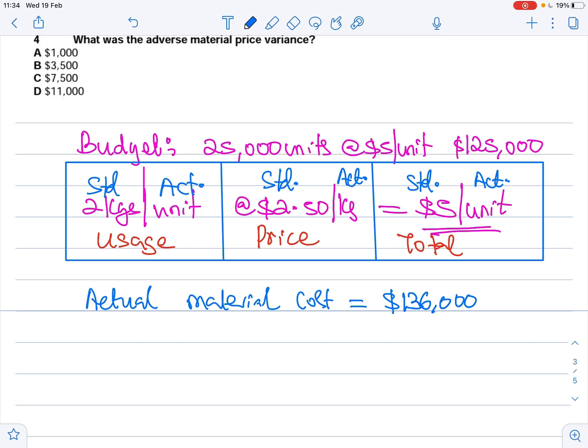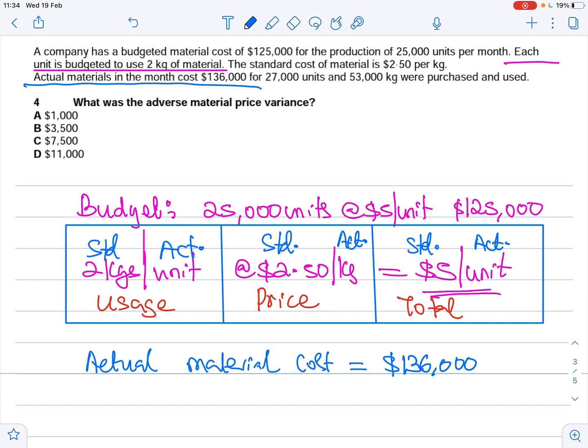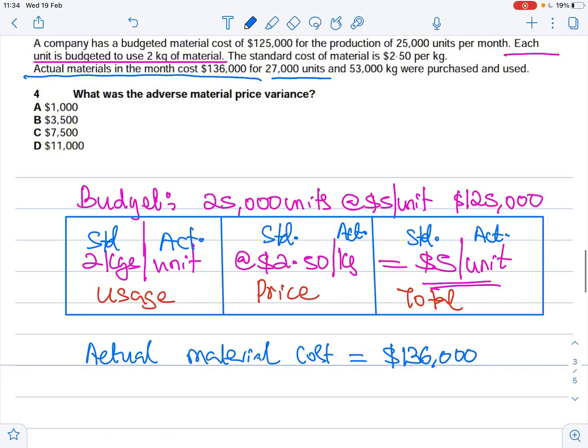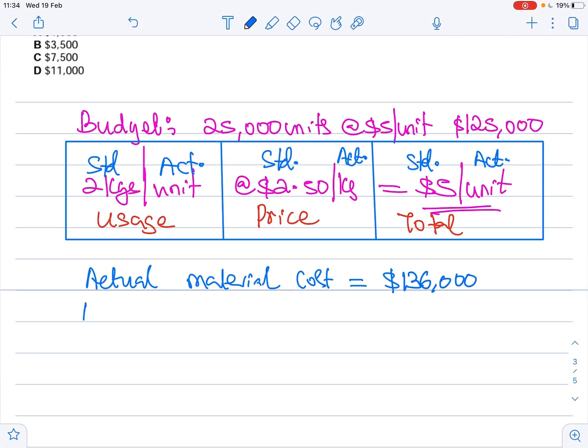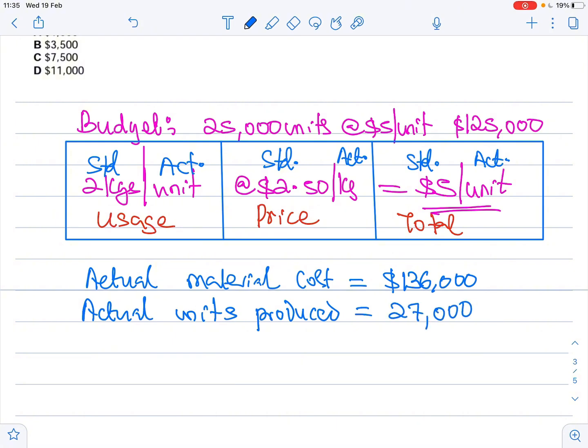Okay, now the other thing we're told is 27,000 units. So that's the actual unit of production. So actual units produced, we have this to be 27,000 units.